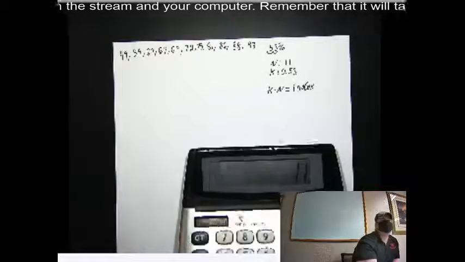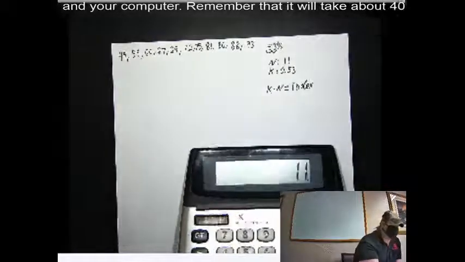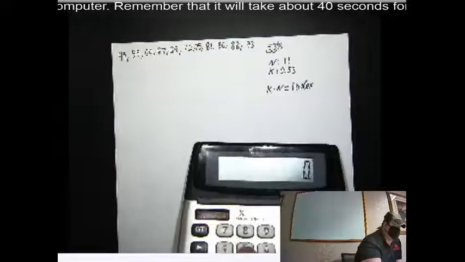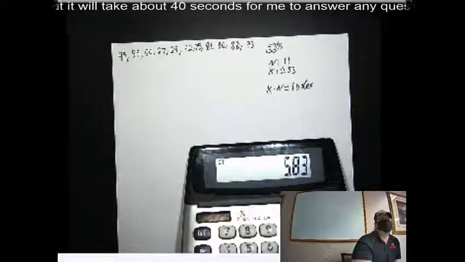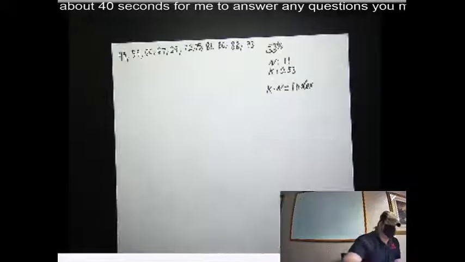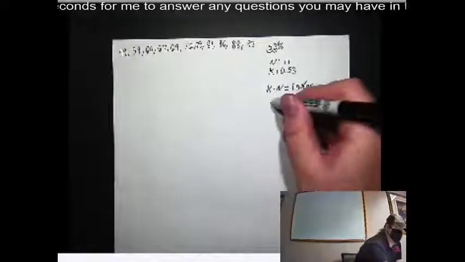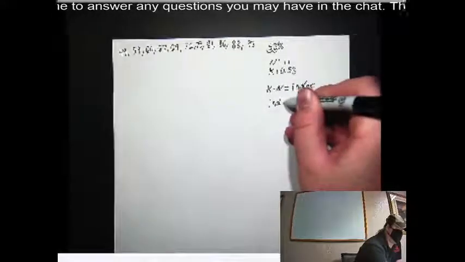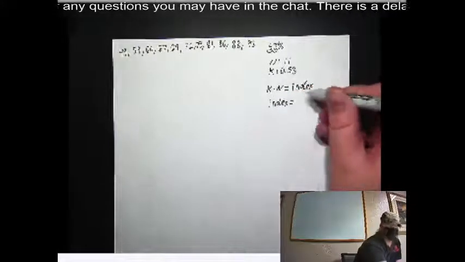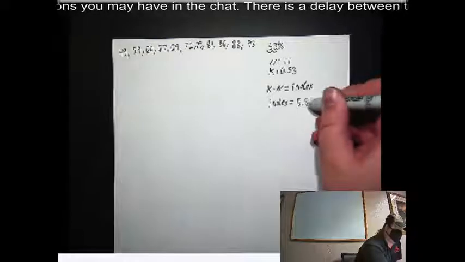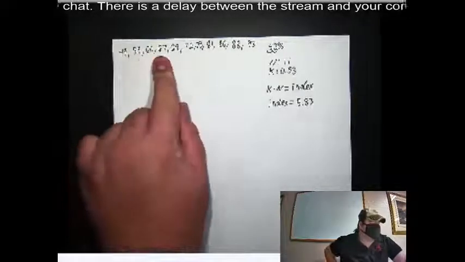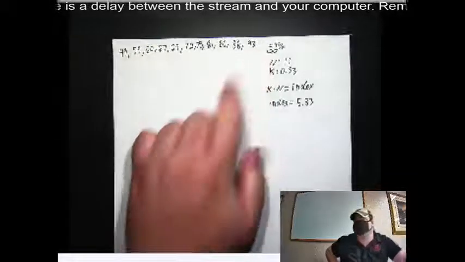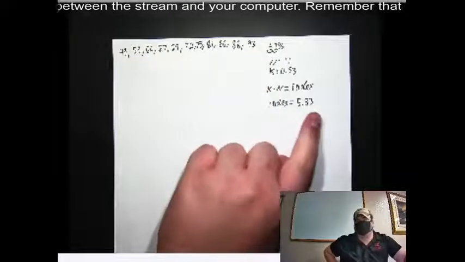11 times 0.53 is 5.83. So our index is 5.83. That's how many of these data points we have to go through before we get to 53%.